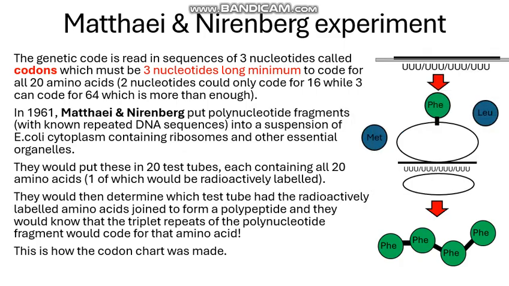This would be mRNA. The mRNA would be taken to a ribosome and translated, and this would be a methionine amino acid, this would be leucine. In this example, these are 2 of the 19 amino acids that are not radioactively labeled, where this one is the radioactively labeled amino acid for this Matthaei and Nirenberg experiment, phenylalanine.